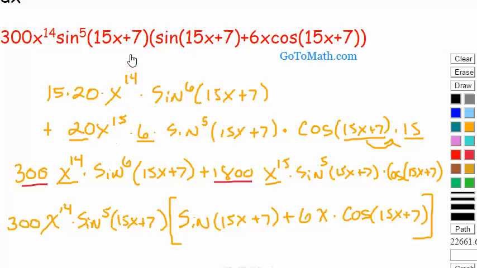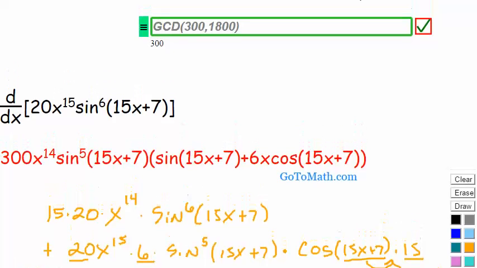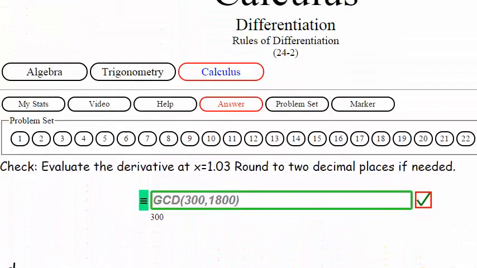So anyway, what do we got going on? We got 300x to the 14th sine, right? Looks good. Okay, that looks good. And it all looks good. All right. So there you go. Okay.